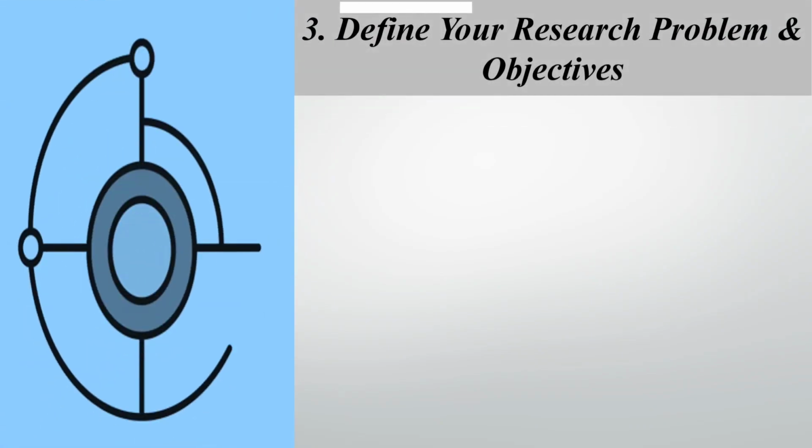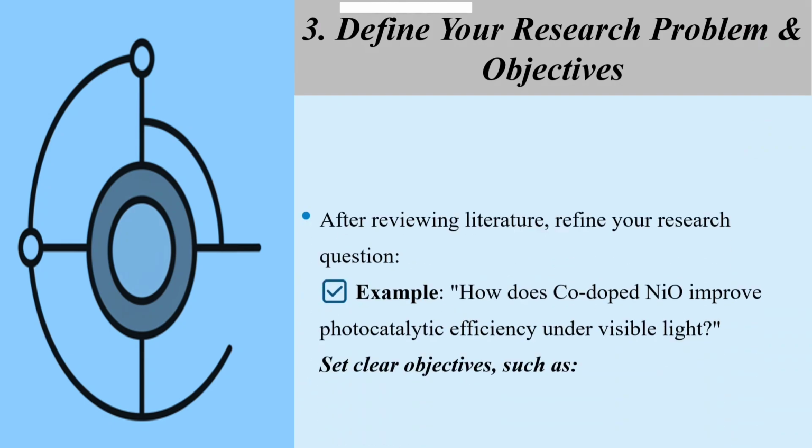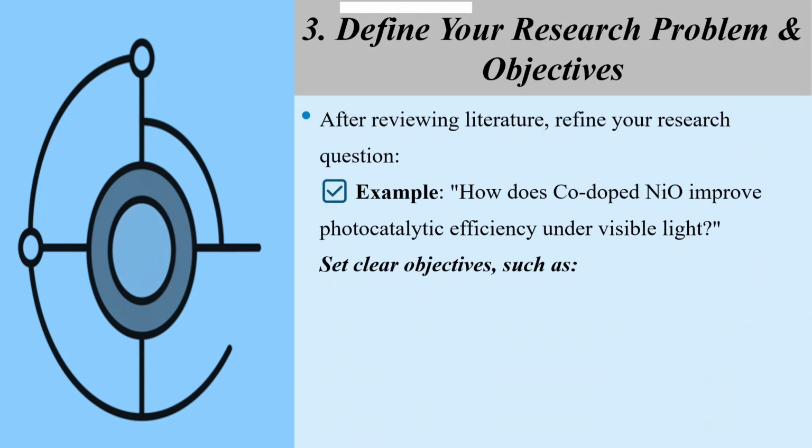The very next step is that on the basis of that literature review, we have to sort out the research problem. Maybe in the context of physics, the research question could be how does cobalt nickel oxide improve photocatalytic efficiency under visible light.